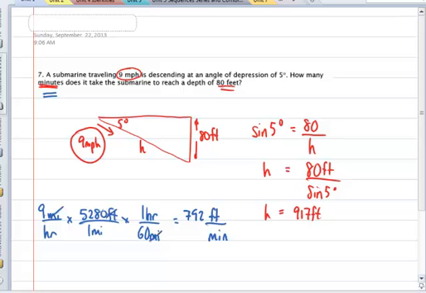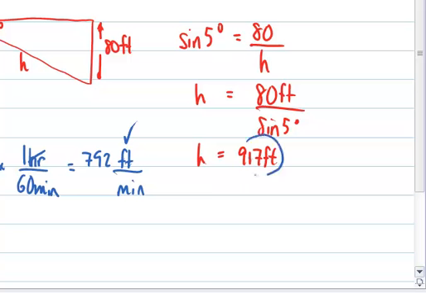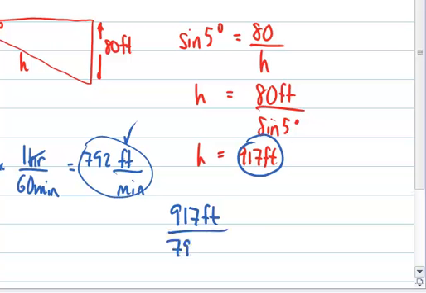So the miles cancel, the feet do not cancel, but the miles cancel, the minutes stay, and the hours cancel. So what we have is 792 feet per minute, and if I have to go a distance of 917 feet at 792 feet per minute, we would take 917 feet, divide that by 792 feet per minute, and that would result in the feet canceling.